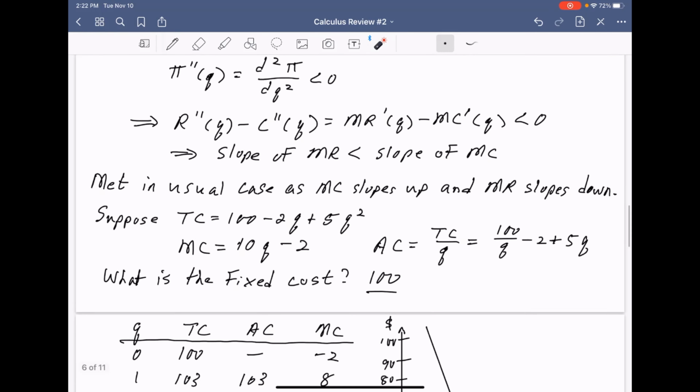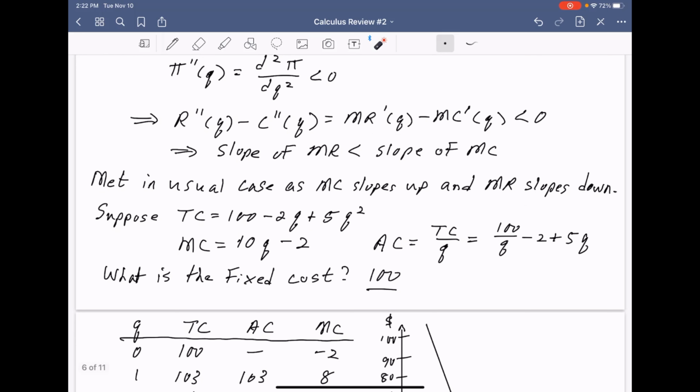Now, this is met in the usual case because the marginal cost function slopes up, so that's a positive slope, and the marginal revenue function slopes down, which means it's a negative slope, and a positive is, of course, greater than a negative. So in other words, the slope of marginal revenue is negative, the slope of marginal cost is positive, so the negative is less than the positive. So this particular condition is met.